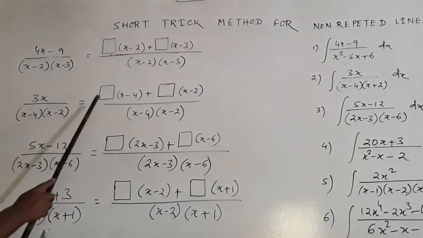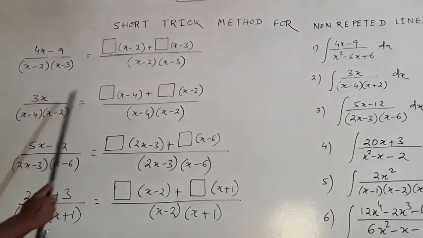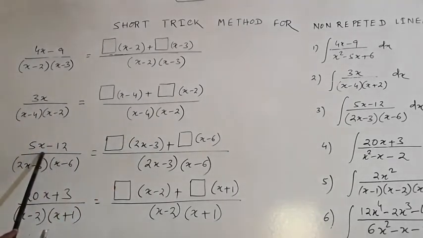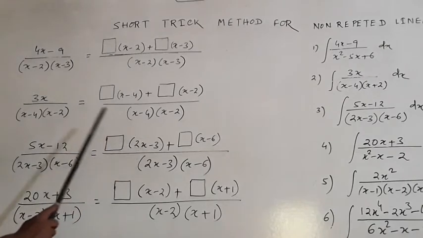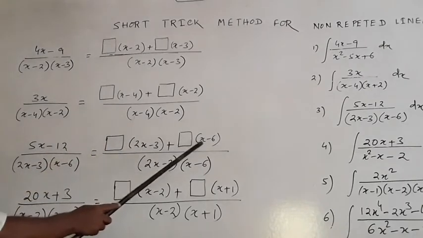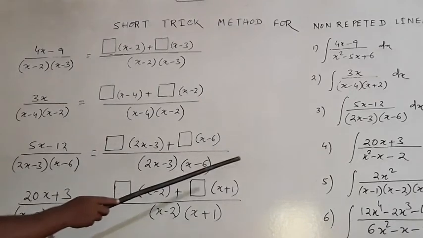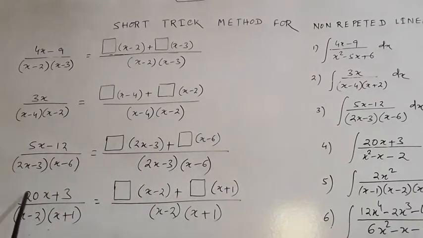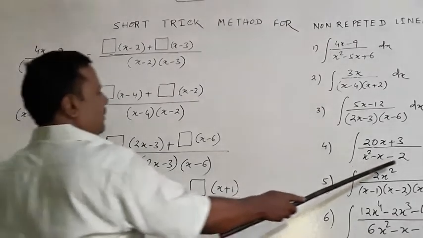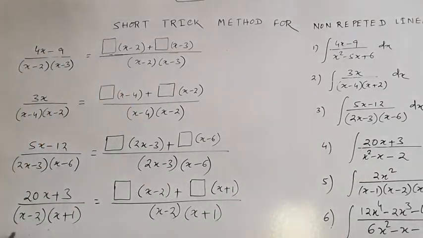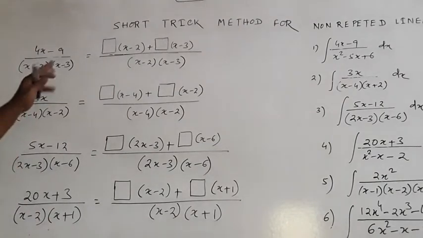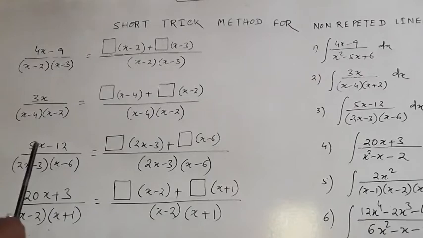So here, something into (x minus 4), something into (x minus 2). In the third case, something into (2x minus 3), something into (x minus 6). Also in number 4, it is (20x plus 3) by, if you factorize this, (x minus 2) into (x plus 1): something into (x minus 2) plus something into (x plus 1), by (x minus 2) into (x plus 1). What I am doing there, you just look.